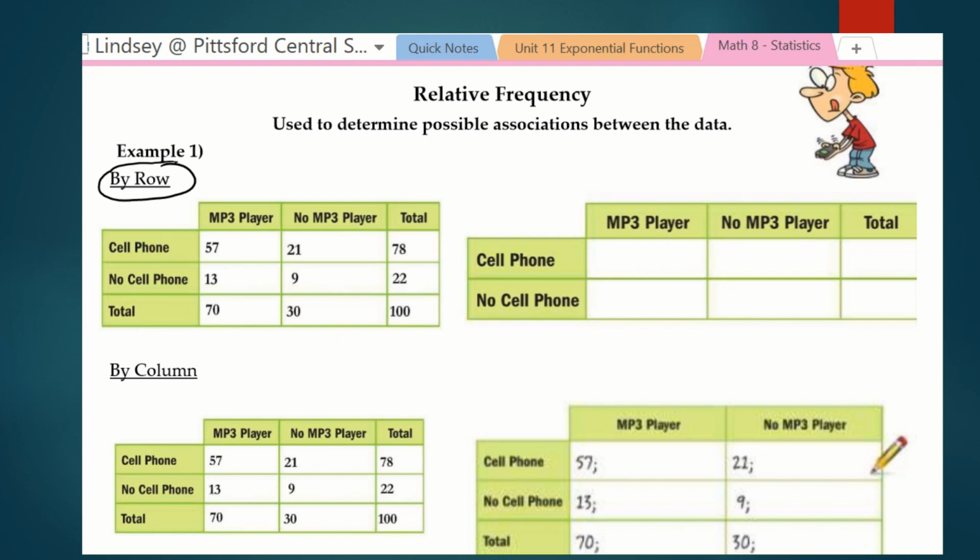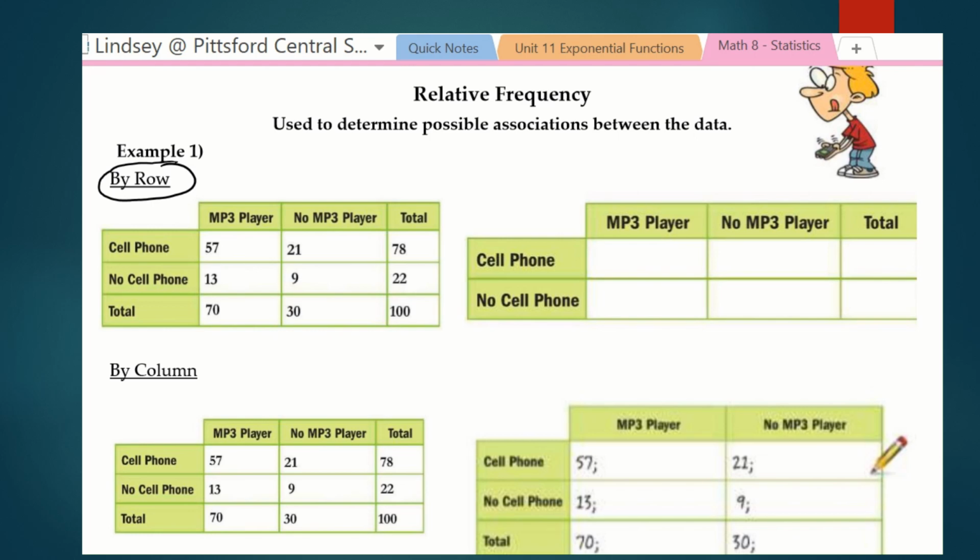And similarly, we're going to be looking at the number of students who own a cell phone and don't have an MP3 player compared to the total number of students that own a cell phone. So we're going to be reading these row by row and finding the relative frequencies that way. So let's go ahead and get started. So we have the original table off to the left here. We're going to be using the table to the right to find our relative frequency by row.